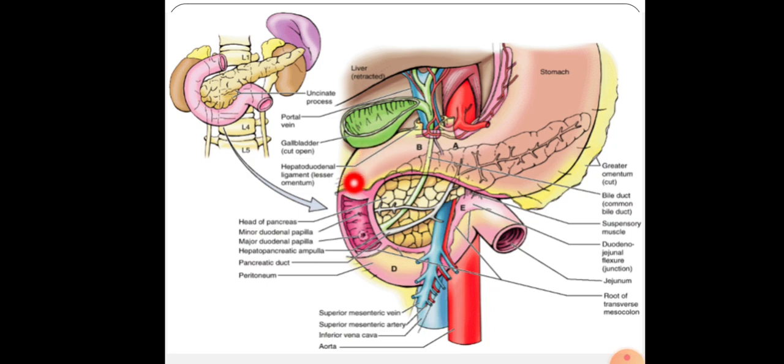The duodenum forms a C shape around the head of the pancreas. The duodenum is a secondary retroperitoneal organ, meaning it was actually intraperitoneal and then converted to retroperitoneal. I will describe that later in the development.